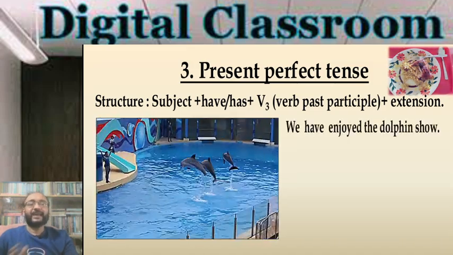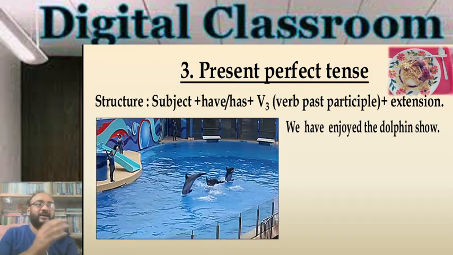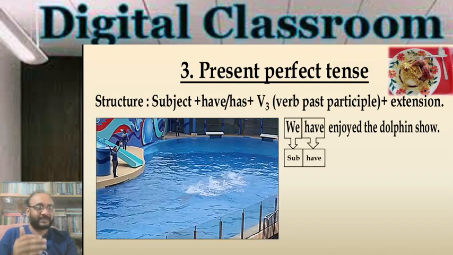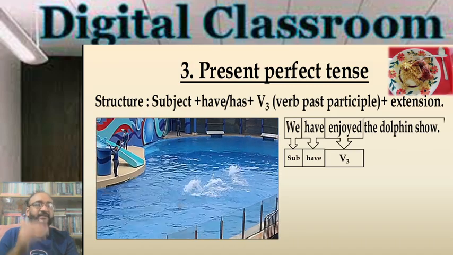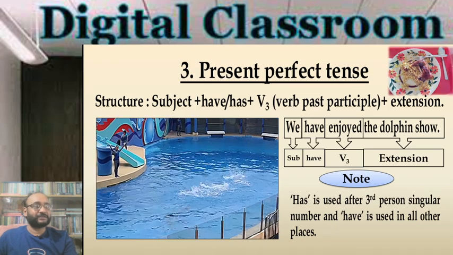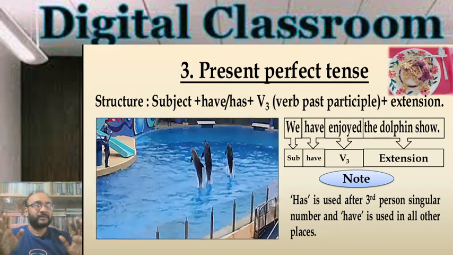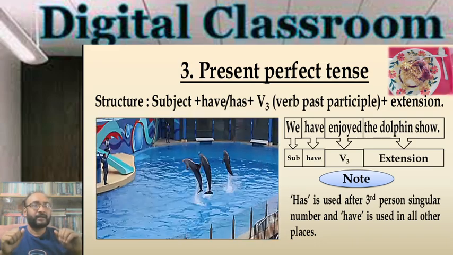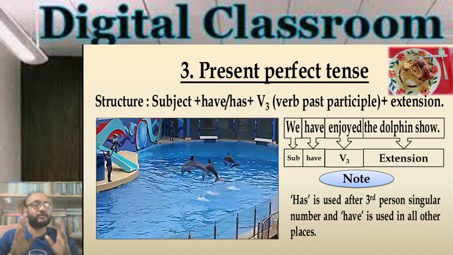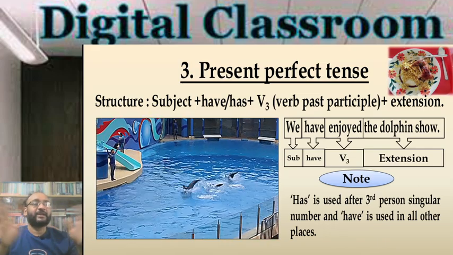So we have enjoyed the dolphin show. So have is what? We is the subject, have is the auxiliary verb, and then the verb past participle and extension. You have to remember, has is used after third person singular number. Only third person singular number you have to use has, and have is used in all other places.